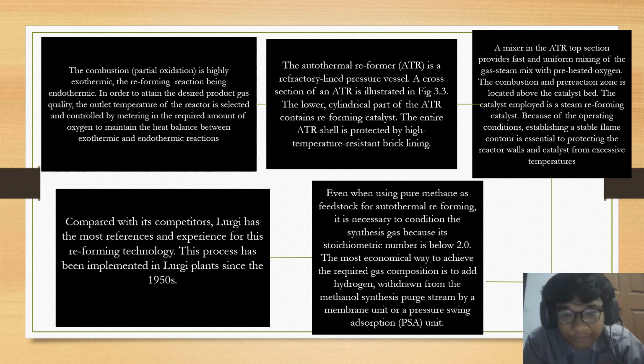Even when using pure methane as feedstock for autothermal reforming, it is necessary to condition the synthesis gas because the stoichiometric number is below 2.0. The most economical way to achieve the required SN composition is to withdraw hydrogen from the methanol synthesis purge stream by a membrane or a pressure swing adsorption unit. Compared with the competitors, Lurgi has the most references and experience for this reforming technology. This process has been implemented in Lurgi plants since the 1950s.